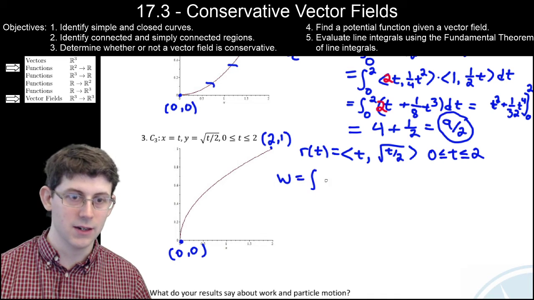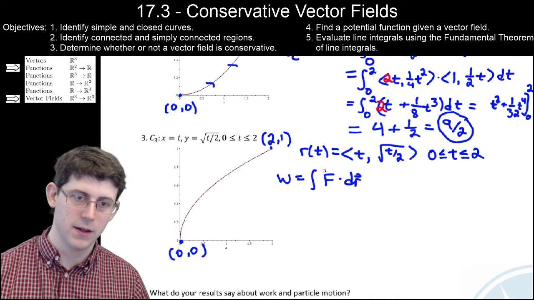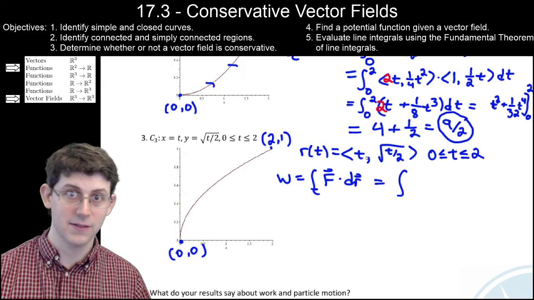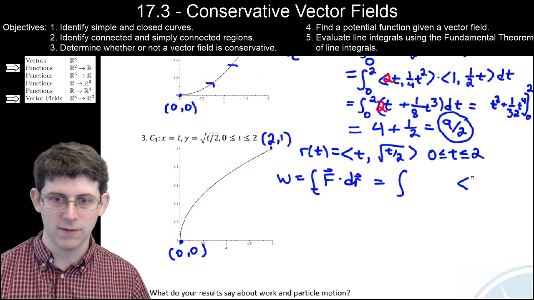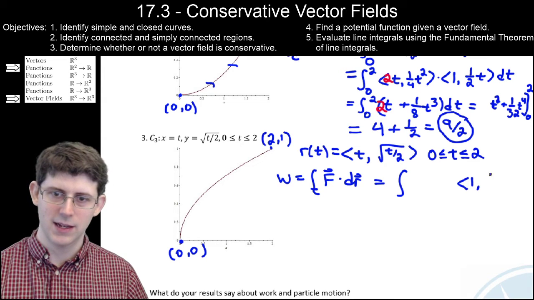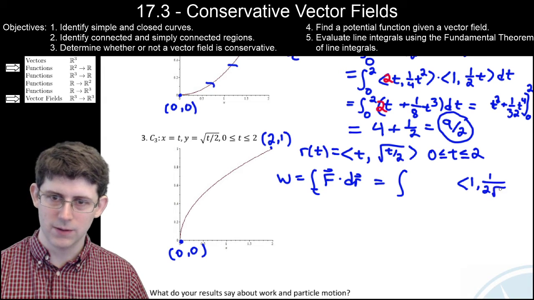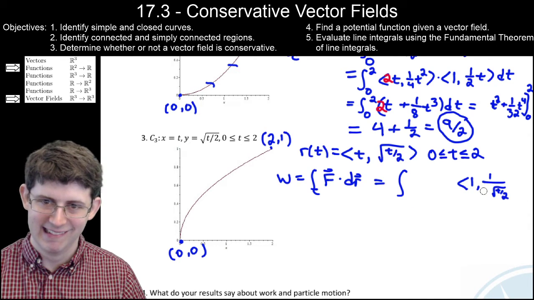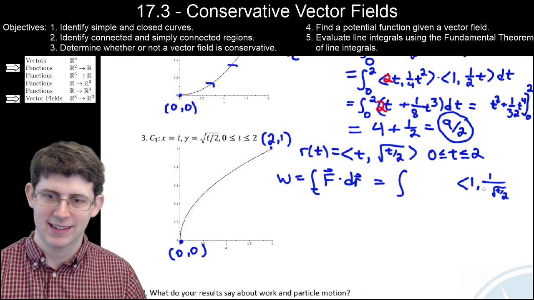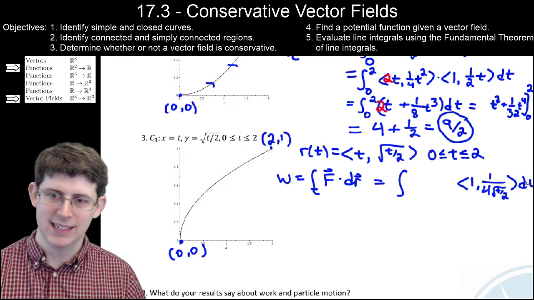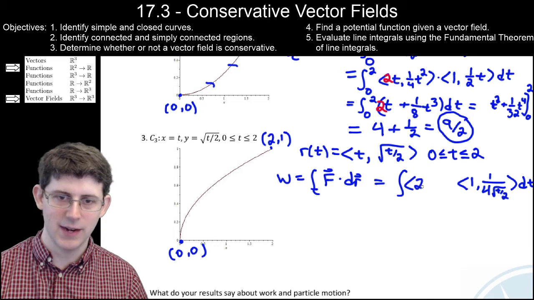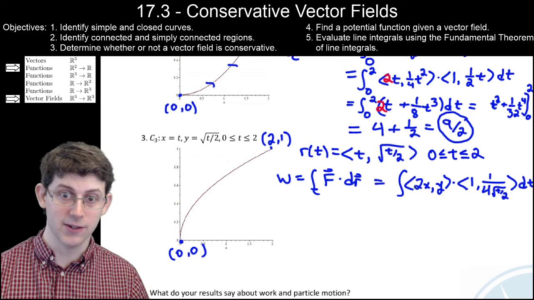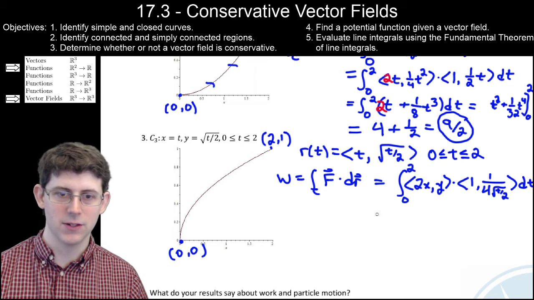The work is the integral of F dot dr. dr, I know what dr is. dr is the derivative of r times dt. So I'll have 1, and then 1 over 2 square root of t over 2, all times a half, dt. And then F is (2xy, x squared). Our integral is now a t integral, so it should get t bounds. The bounds go from 0 to 2.